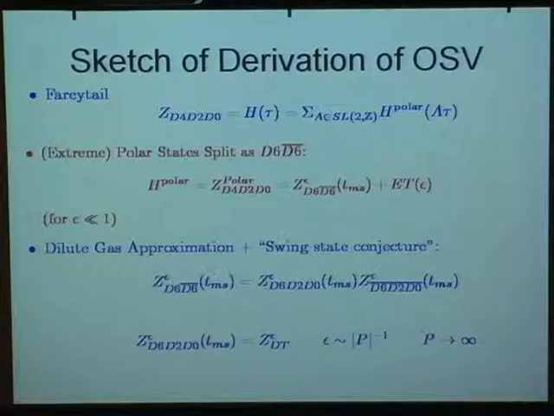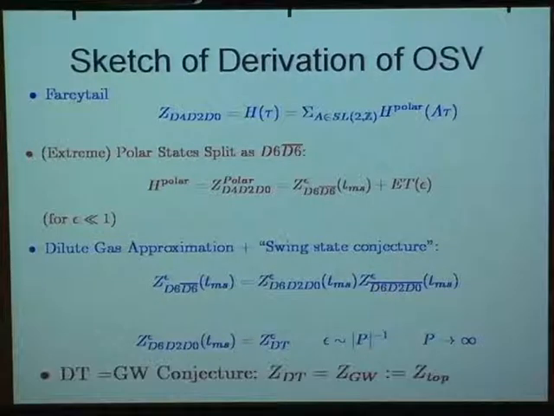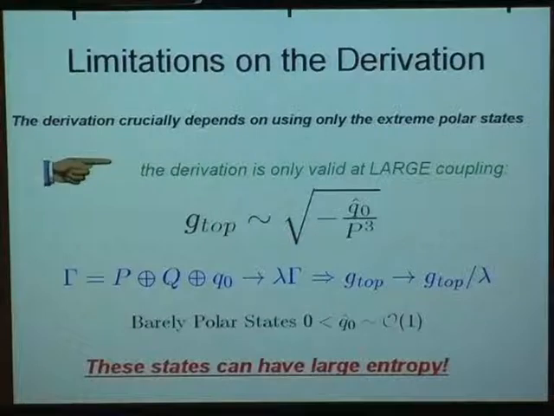Next, if we choose this epsilon to go to 0 sufficiently rapidly as p goes to infinity, then this partition function in fact splits as a product of D6, D2, D0 partition functions, and moreover, those can be identified with a cutoff version of Donaldson-Thomas. And then we have standard conjectures in the theory that Donaldson-Thomas is Gromov-Witten, which by definition is Z top. So that's the sketch of the proof.